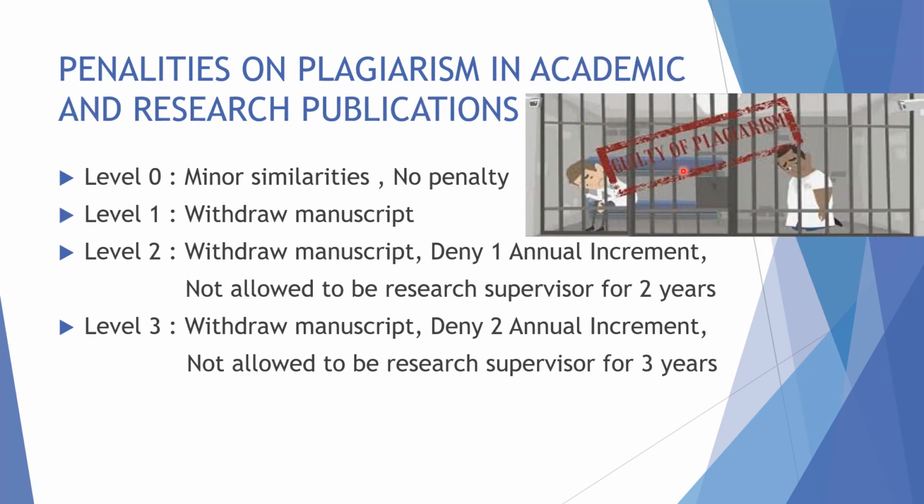What is your punishment in case of academic and research publications? Level 0, minor similarities, no penalty. Level 1, you will be asked to withdraw those manuscripts. Level 2, you will be asked to withdraw the manuscript, you will be denied 1 annual increment, and you will not be allowed to be a research supervisor for a span of 2 years. When it comes to Level 3, it's the same penalty: withdrawing the manuscript, denial of 2 annual increments, and not being allowed to be a research supervisor for 3 years. This is with respect to academic and research publications. The previous one was on theses or dissertations.